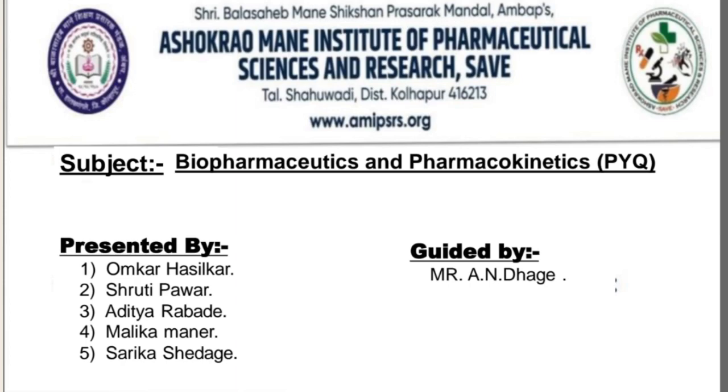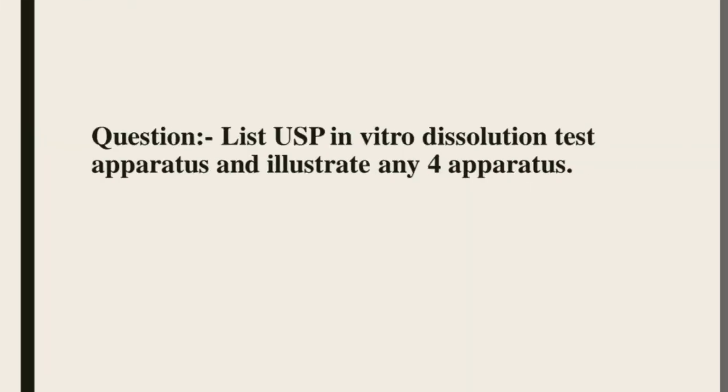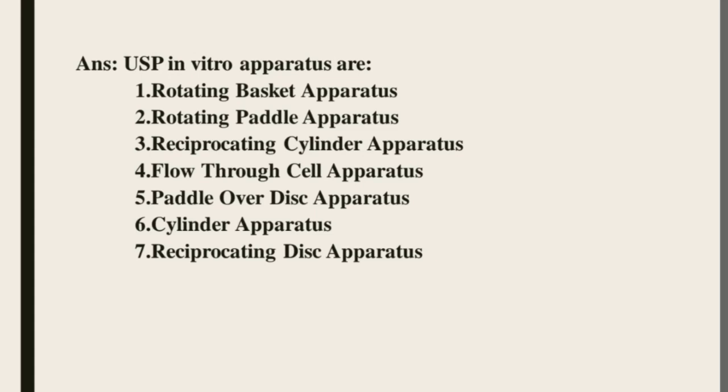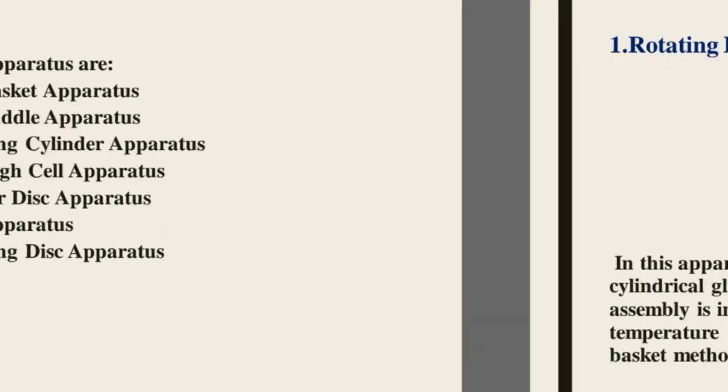In this video, we are going to see some previous year questions and their solutions of the subject Biopharmaceutics and Pharmacokinetics. Question: List USP in vitro dissolution test apparatus and illustrate any four apparatus. Answer: USP in vitro apparatus are of 7 types, that is rotating basket, rotating paddle, reciprocating cylinder, flow through cell, paddle over disc, cylinder and reciprocating disc apparatus.